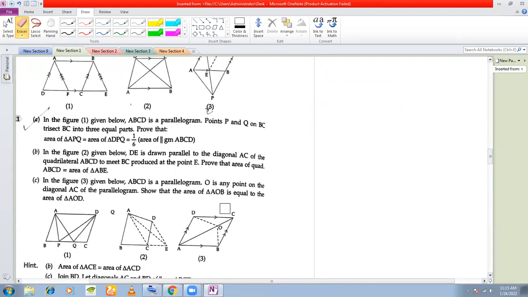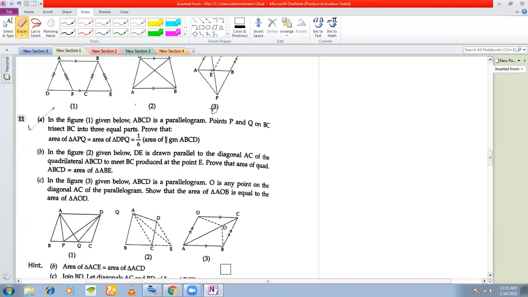Now, the next question here, which I want to do here, is 11A. Look at this. In the figure given below, 11A means we are talking about this figure. In the figure given below, ABCD is a parallelogram, which they have already given. Points P and Q on BC trisect BC into three equal parts.